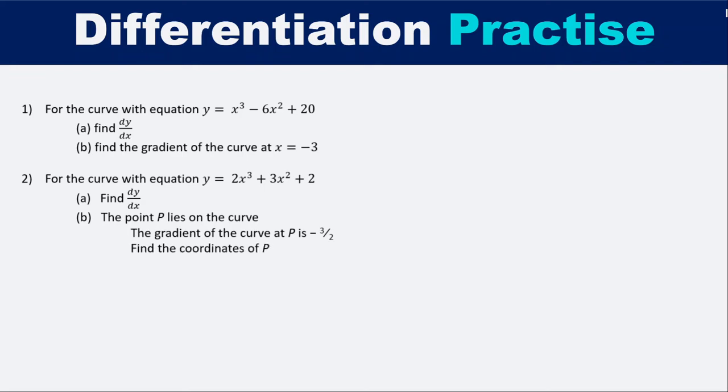Now, the question asks us to work out the coordinate of P. That's an xy coordinate. So once you've got the x value, you'll need to use the original function to find the y value and give your answer as a coordinate.